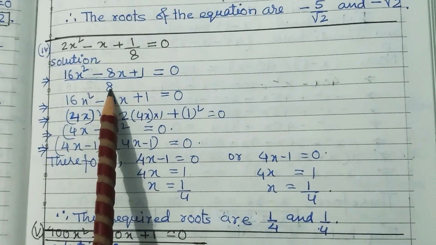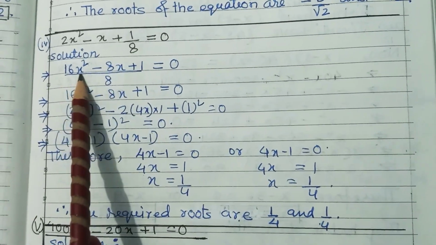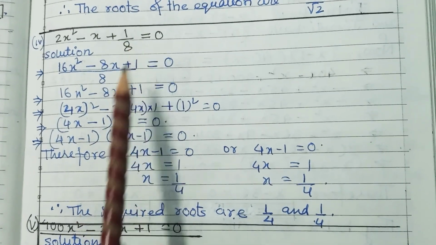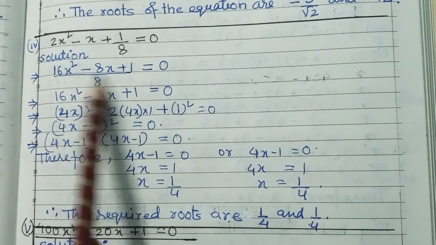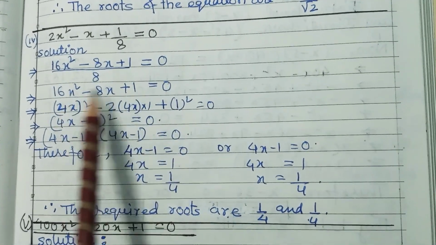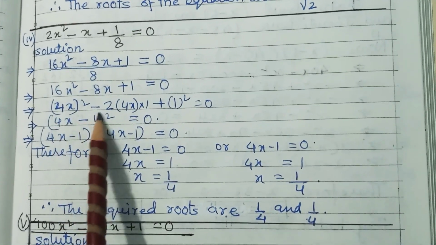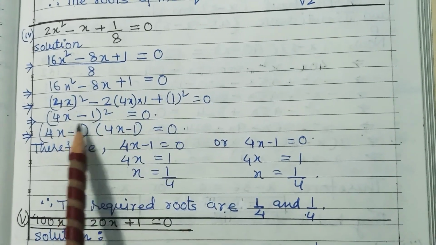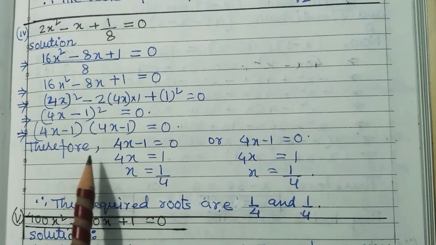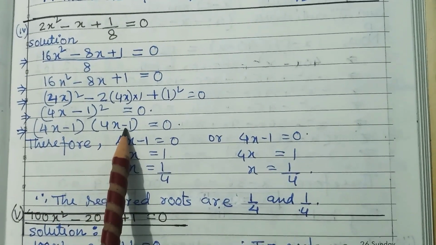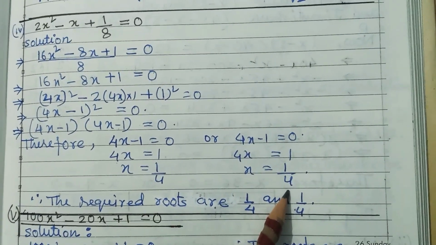8 should be the LCM. Then it is 16x square minus 8x plus 1 is equal to 0. Now cross multiply, 8 into 0 is 0. Now again it is a square minus 2ab plus b square. By identity you can do it: a minus b whole square equal to 0. So x is equal to 1 upon 4. Same factor, so the other is also 1 upon 4.